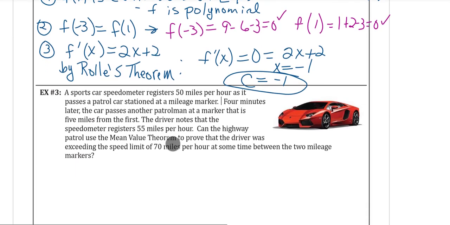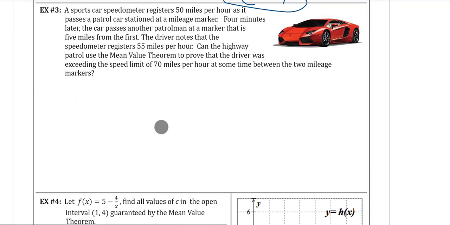Okay. A sports car speedometer registers 50 miles per hour as it passes a patrol car stationed at a mileage marker. 4 minutes later, the car passes another patrolman at a marker that is 5 miles from the first. So we have a distance of 5 miles between the two markers. The driver notes that the speedometer registers 55 miles an hour. Can the highway patrol use the mean value theorem to prove that the driver was exceeding the speed limit of 70 miles per hour at some time between the two mileage markers?